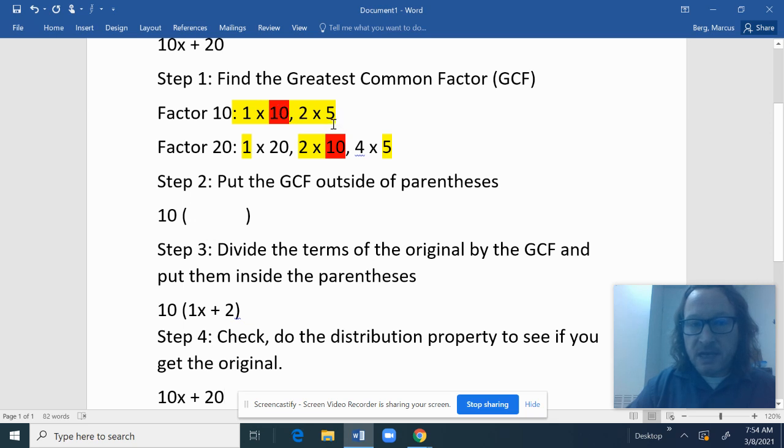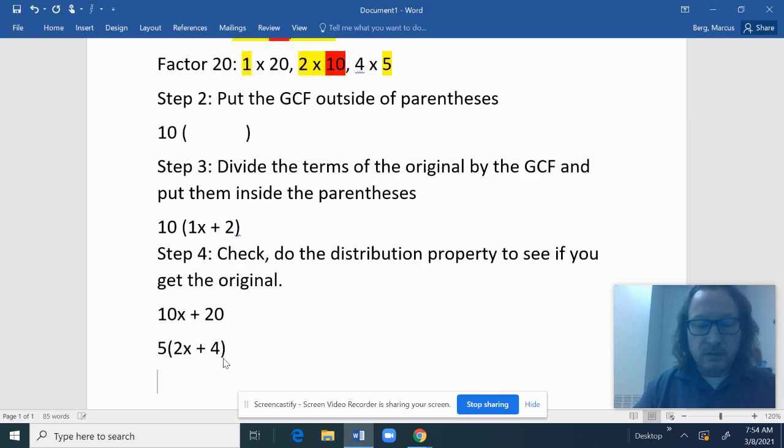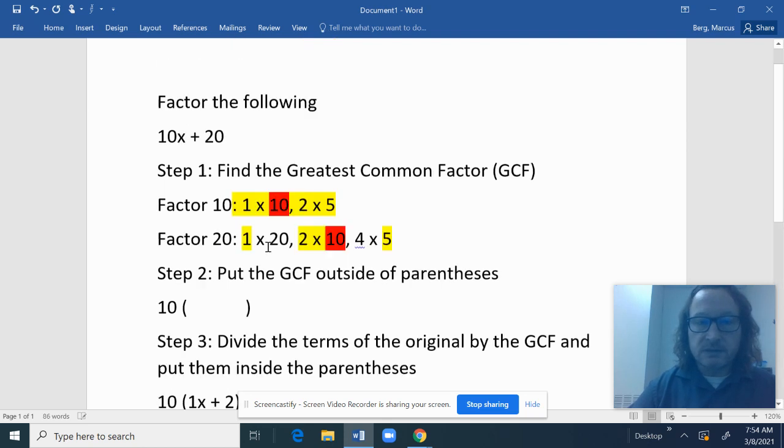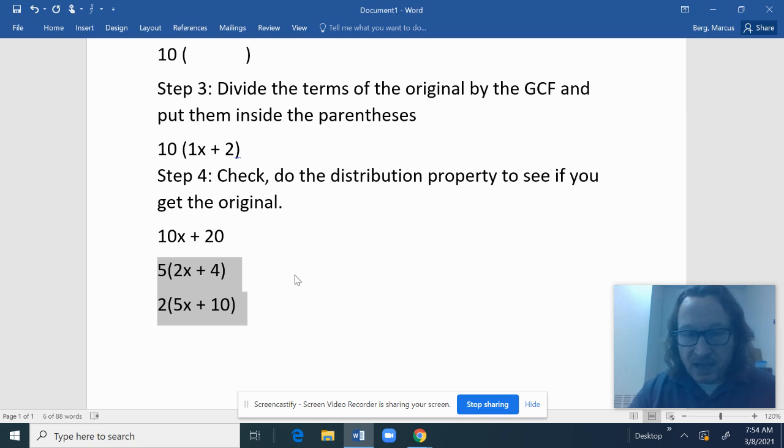Notice I have other factors that I could use, but they wouldn't be correct because they're not the greatest common factor. I can put a 5 out here, and that'll give me 2x plus 4, which will still get me to 10x plus 20. Or a 2 is a common factor. We can put a 2 out here, and that would give me 5x plus 10. So these all are equivalent, but I want the one that's the greatest common factor. So these two wouldn't work if I asked you to factor.